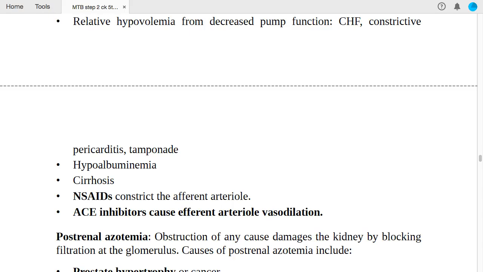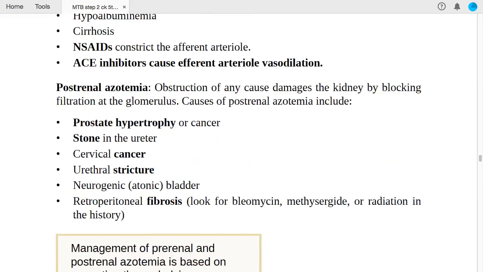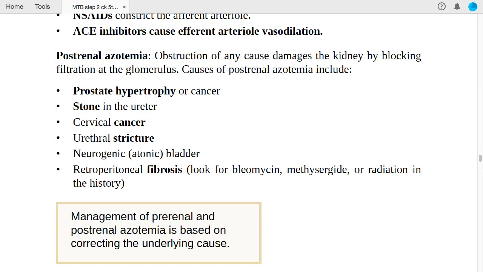Now we are coming towards post-renal azotemia. Post-renal means obstruction of any cause damages the kidney by blocking filtration at the glomerulus. See here, the obstruction may be of any cause, but what actually it's doing is damaging the kidney by blocking filtration at the glomerulus. So this filtration process is actually blocked here.